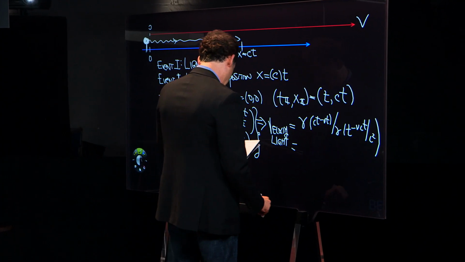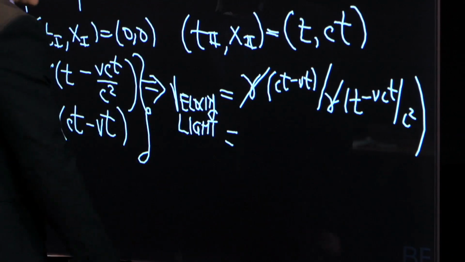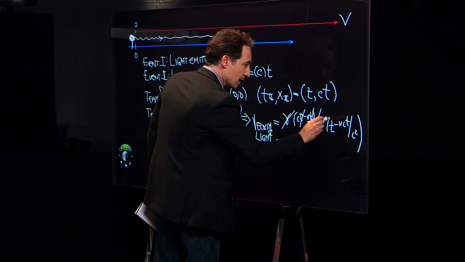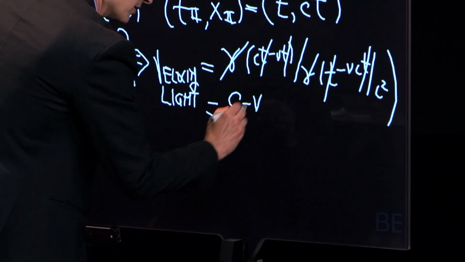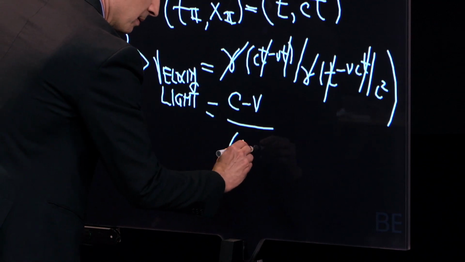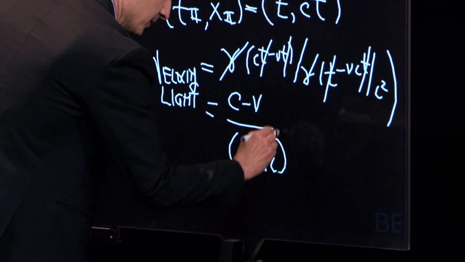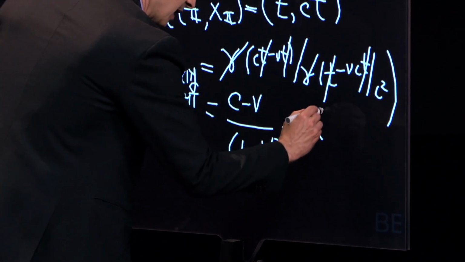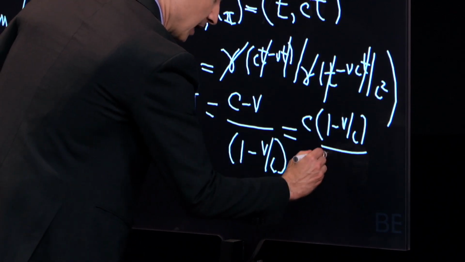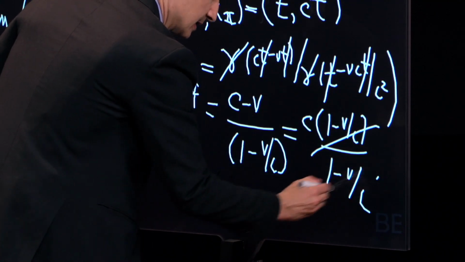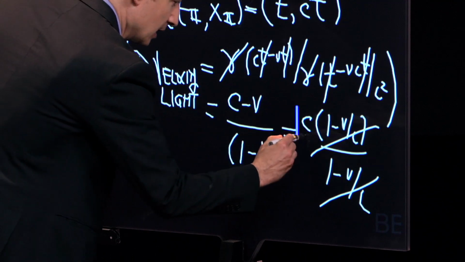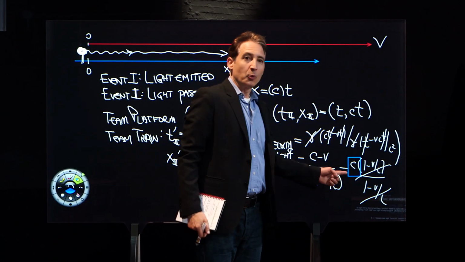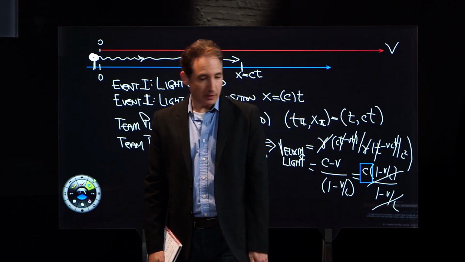Okay, so now we can look at this equation and cancel out the gammas. Let's also note that we have a t, a t, a t, and a t that we can cancel out too. So we're left with c minus v divided by 1 minus v over c. And lo and behold, that's the same as c times (1 minus v over c) divided by (1 minus v over c). Those cancel, and the only symbol left standing on the board is one factor of the speed of light, equal to c. So it all works out just as we knew it had to.